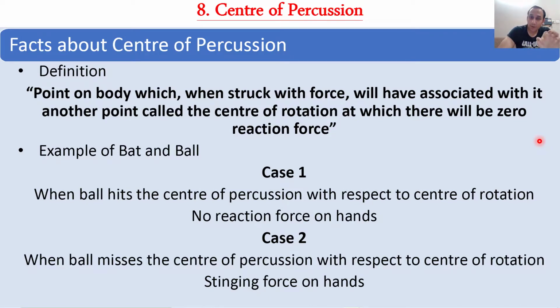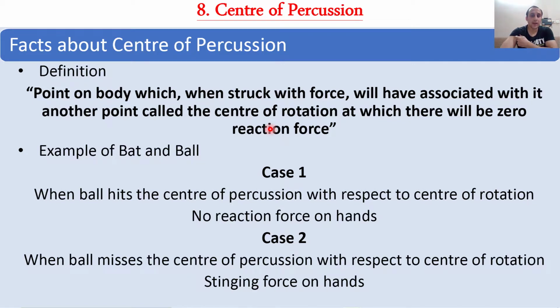Okay, so that is the point. Holding the bat is actually defining the center of rotation. Okay, so that is one point. And with respect to that center of rotation, there will be another point, which is known as the center of percussion. We don't know where that point is along the bat.